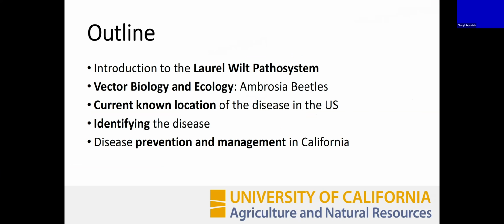Okay, so I'm going to give you a brief outline of what I'm going to go over today. I'm hoping you guys can hear me okay when I'm not muted. I'm going to run through a somewhat brief introduction to the Laurel Wilt pathosystem, and then discuss the vector biology and ecology of ambrosia beetles, the current known location of the disease within the United States, tips for identifying the disease, and what we think are the best practices for prevention and management if it potentially makes it to California.